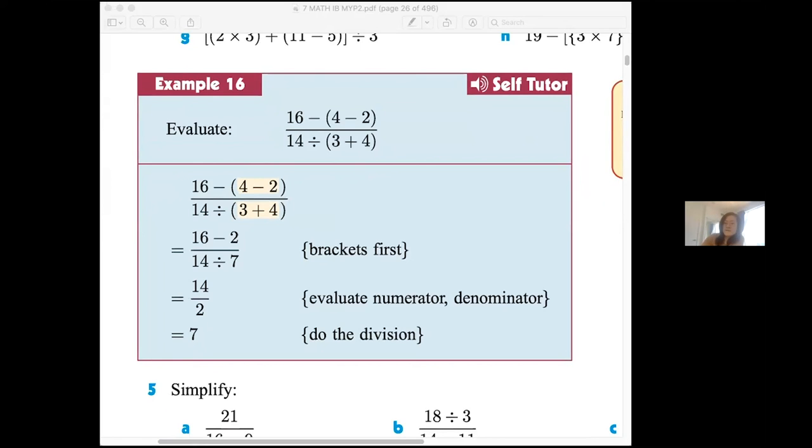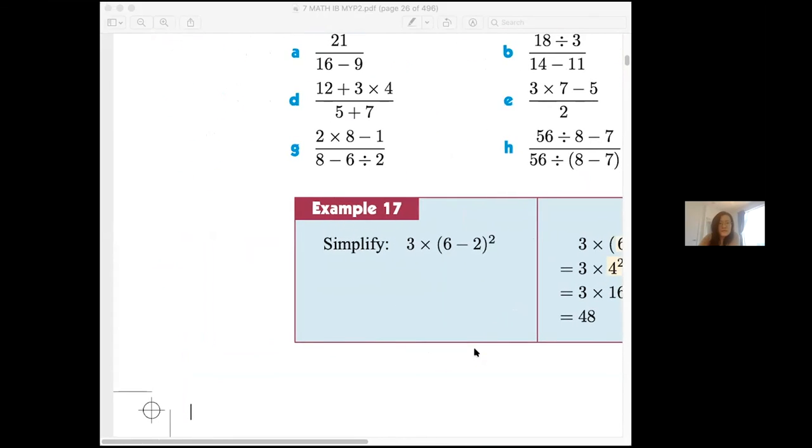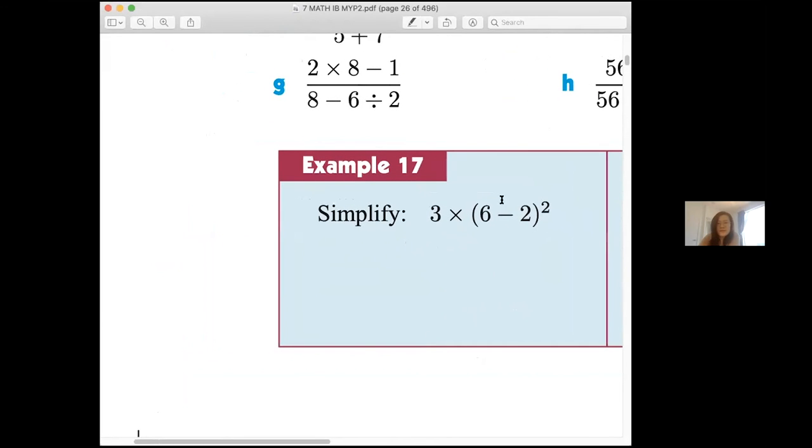Yeah, I see most of you sent me your answer on the chat. Yeah, you are all correct. So then let's move on to our last question, example 17.